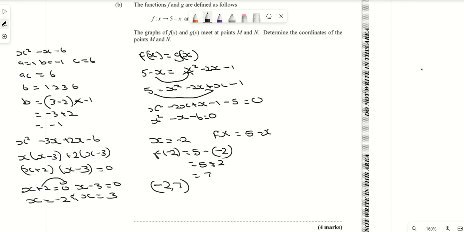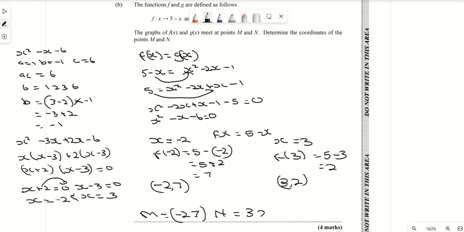And then when x is equal to 3, f of 3 is equal to 5 minus 3, which is equal to 2. So that would be 3, 2. That is my next coordinate. So we can say M is either 3, 2 or negative 2, 7. They didn't specify. Negative 2, 7. And N is equal to 3, 2. And that would be my answer for M and N.